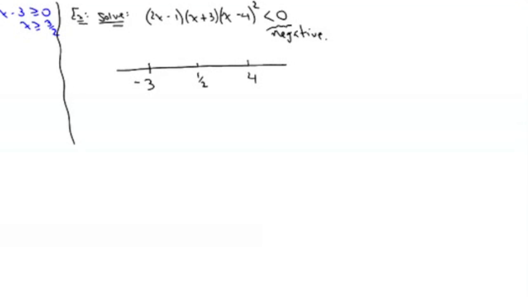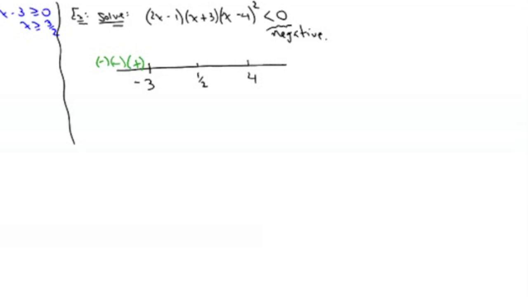And then the technique just takes over. Pick a number on the first interval. Negative 10. So you want to go for negative 10. That'll work. It makes the first one negative. Makes the second one negative. Makes the third one positive. Why positive? Because of that square. The number on the inside is negative, but once you square it, it becomes positive. So be careful of that.